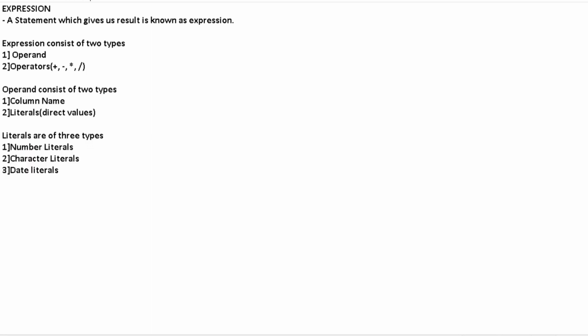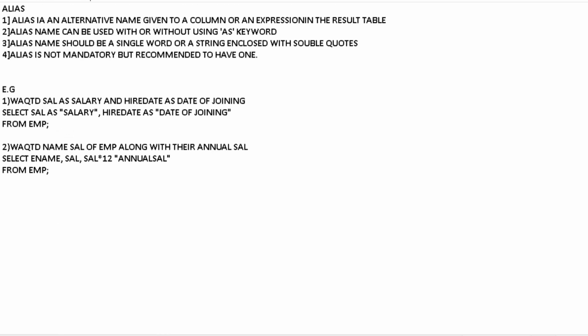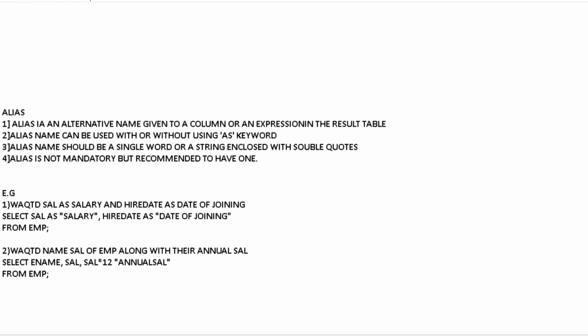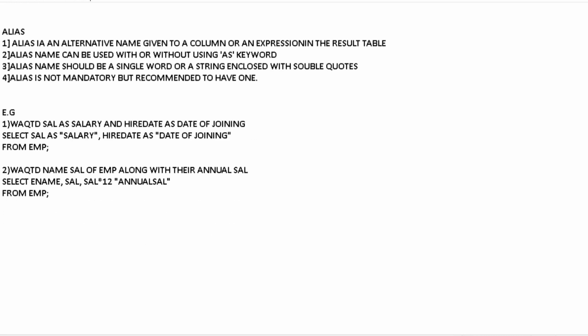Column name, as I said, select asterisk or ename. If I want to display the ename, then the column name will be your operand, and literals are direct values. Then the literals are of three types: number literal, character literals, and date literals. Whenever we solve queries, we'll get to know what the literals are. And one more thing, the date literal and character literal should be enclosed with single quotes. It is mandatory.